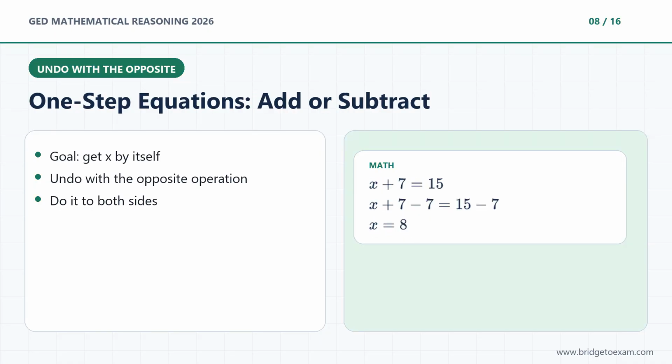An equation has an equal sign, and our goal is to get x alone. We undo operations using the opposite. For x plus 7 equals 15, the 7 is added, so we subtract 7 from both sides. On the left, x is left alone. On the right, 15 minus 7 is 8, so x equals 8.